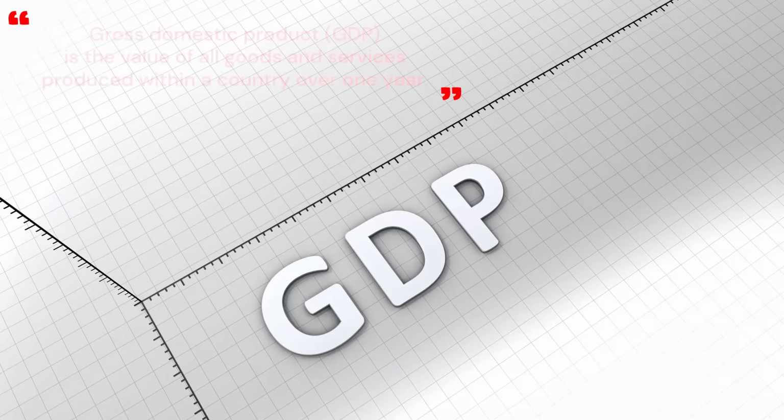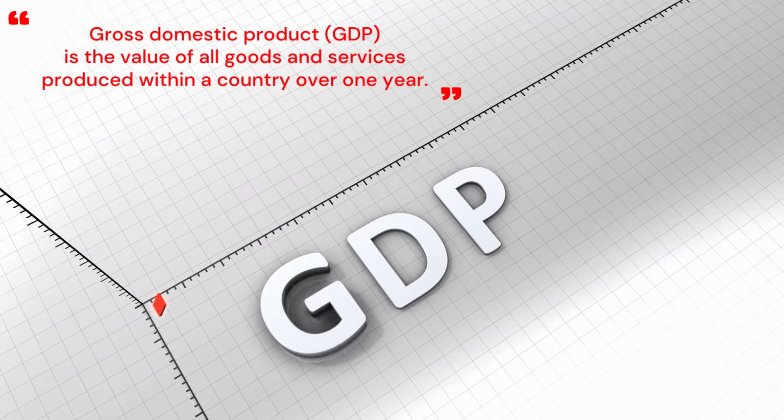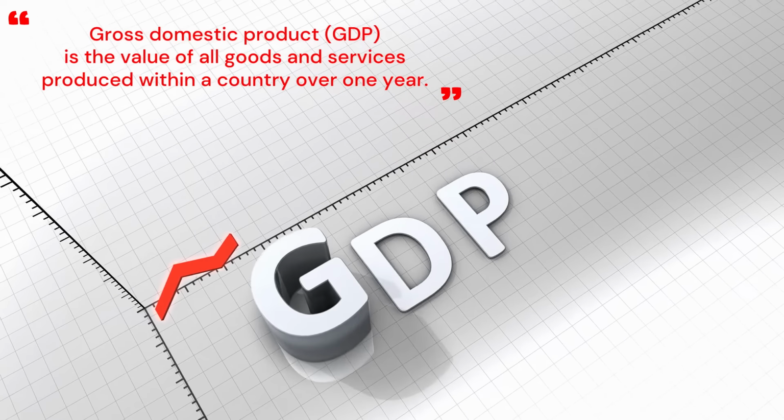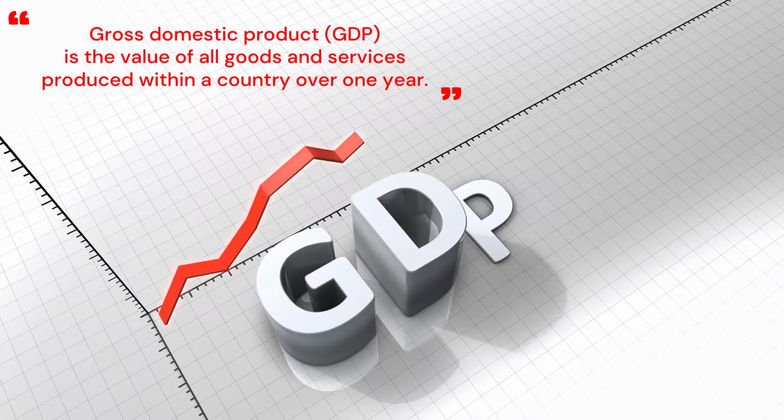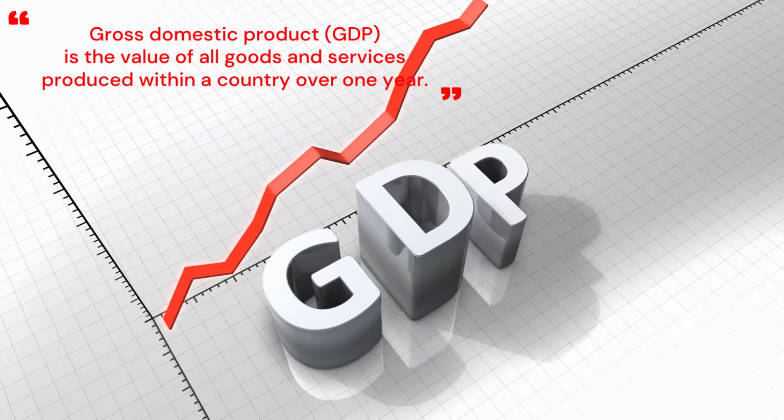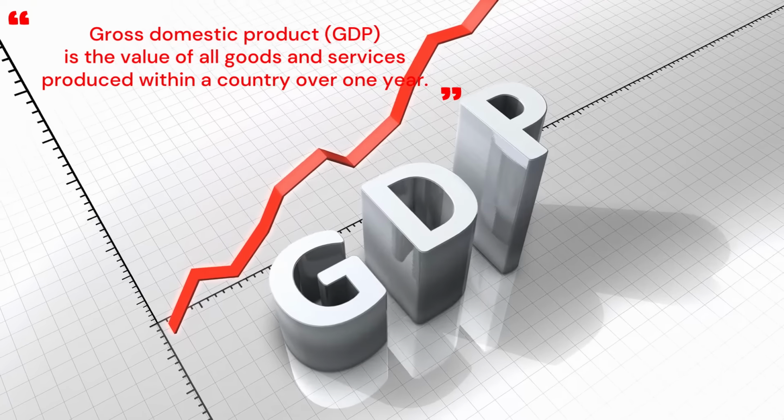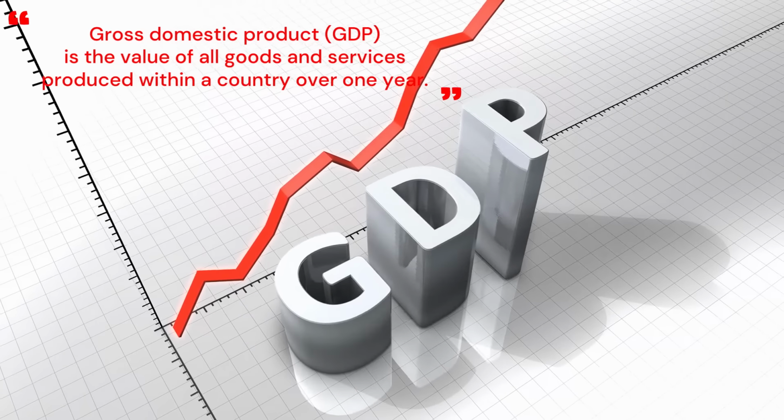GDP is the value of all goods and services produced within a country over 1 year. It measures the total value of goods and services produced within a country's borders, regardless of the nationality of the producers.